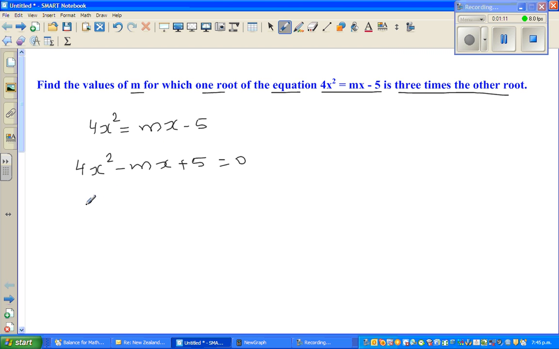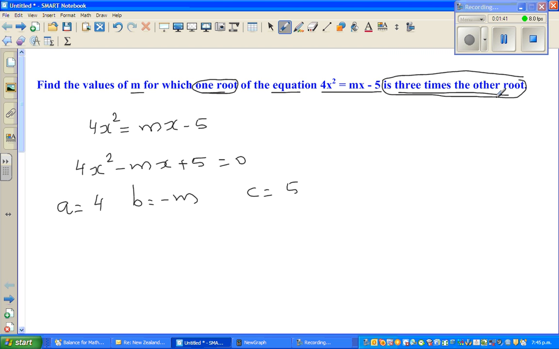So the next thing is we need to decide what a, b, and c are because we're going to use the quadratic formula. So very clearly, a is 4, b is negative m, and c is 5. Okay, so now let's read the question again. Find the value of m for which one root is 3 times the other root.